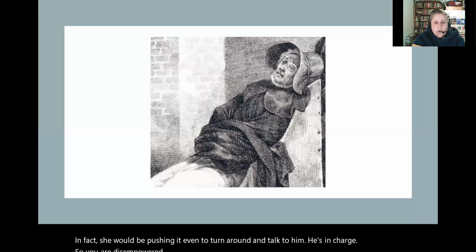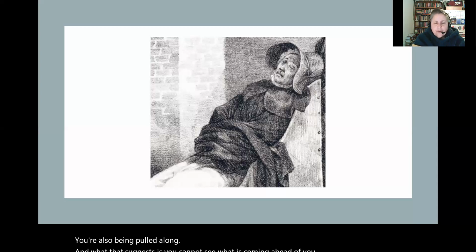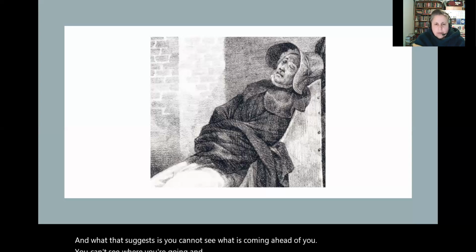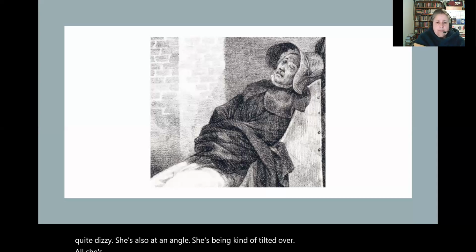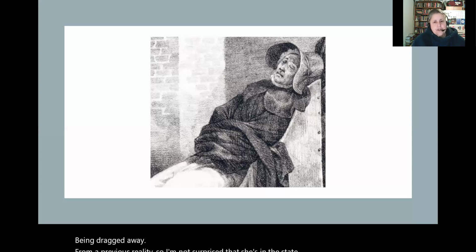You're also being pulled along, and what that suggests is you cannot see what is coming ahead of you. You can't see where you're going, and that can be incredibly destabilising. In fact, it can make you quite dizzy. She's also at an angle. She's been kind of tilted over. All she's got to see is where she's come from, looking back, being dragged away from a previous reality. So I'm not surprised that she's in the state that she's in.